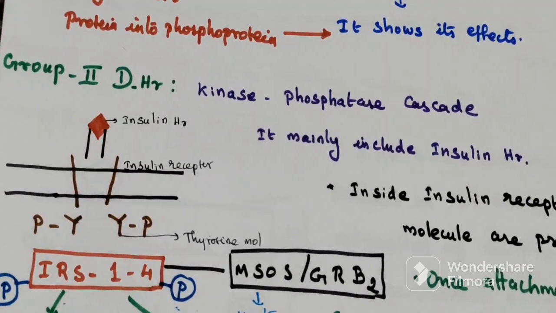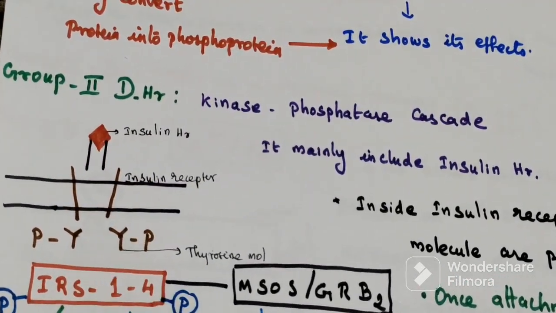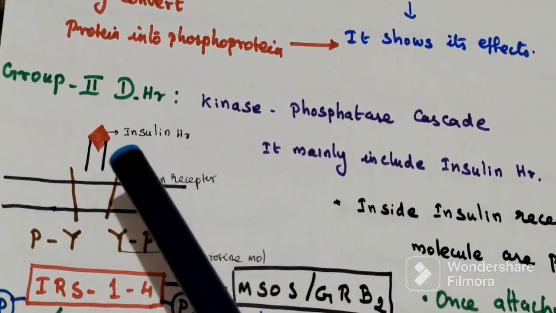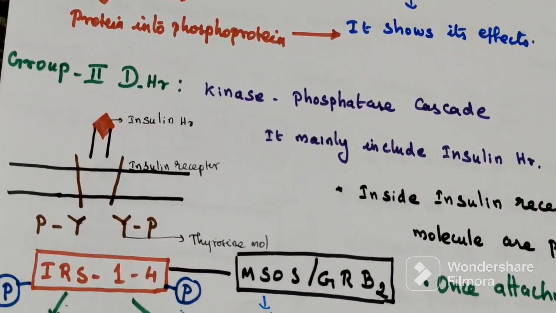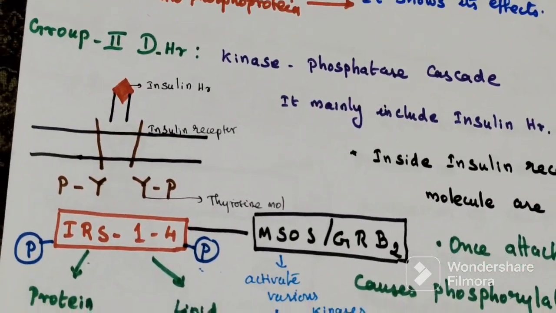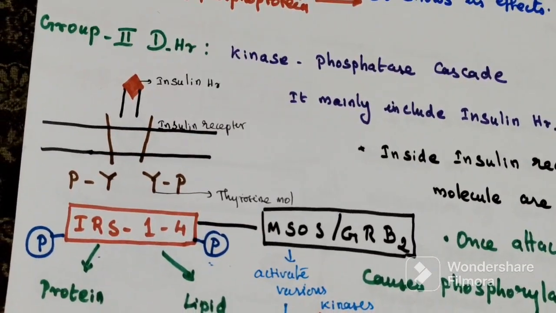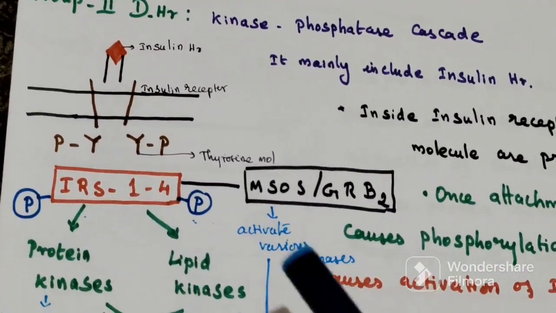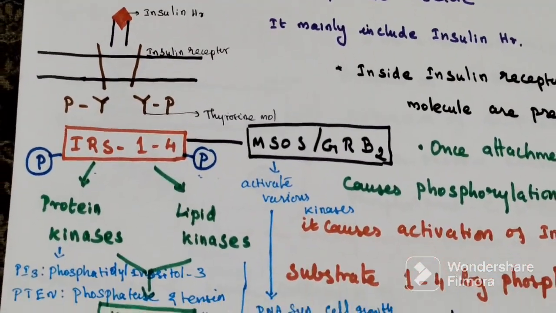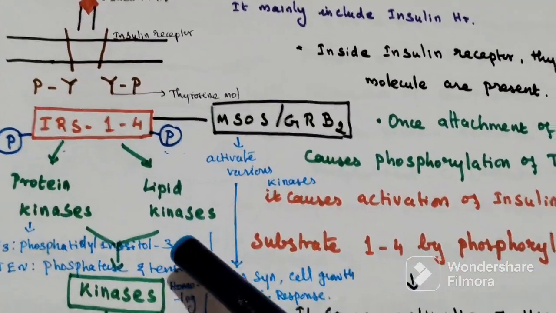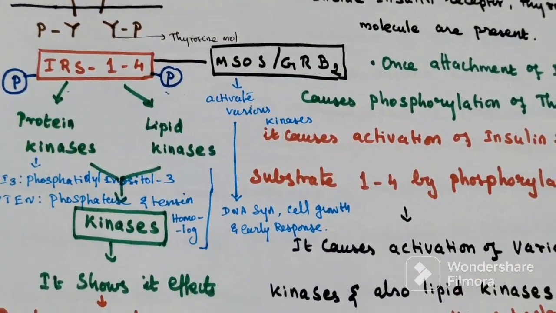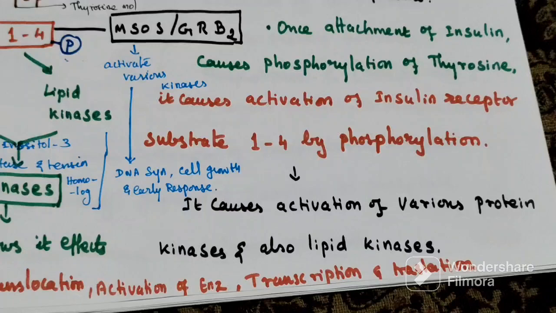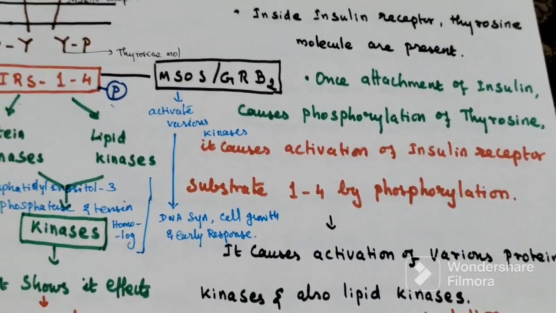So this one is the insulin receptor. Inside it has tyrosine molecules. Once insulin attaches, it causes phosphorylation of tyrosine, which causes activation of tyrosine molecules, which causes activation of insulin receptor substrate 1 and 4 by phosphorylation. Then it will activate various kinases, protein kinase and lipid kinase. It shows its effect in the form of protein translocation, activation of enzymes, transcription and translation.